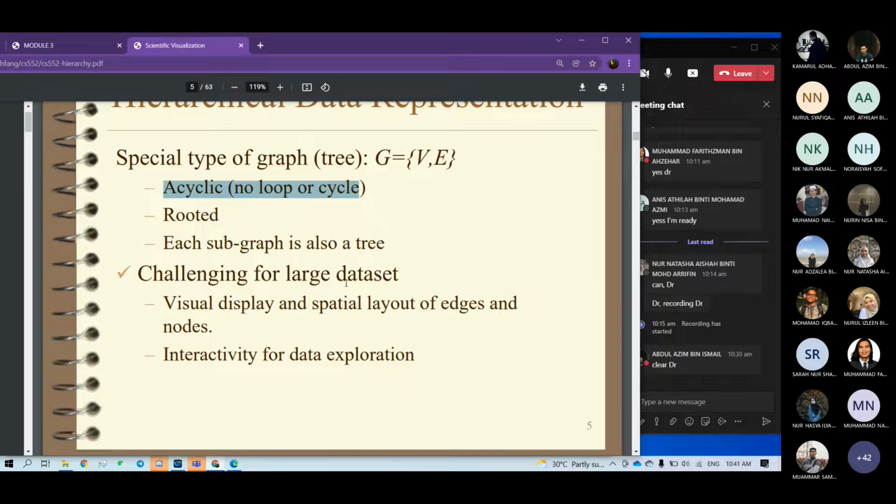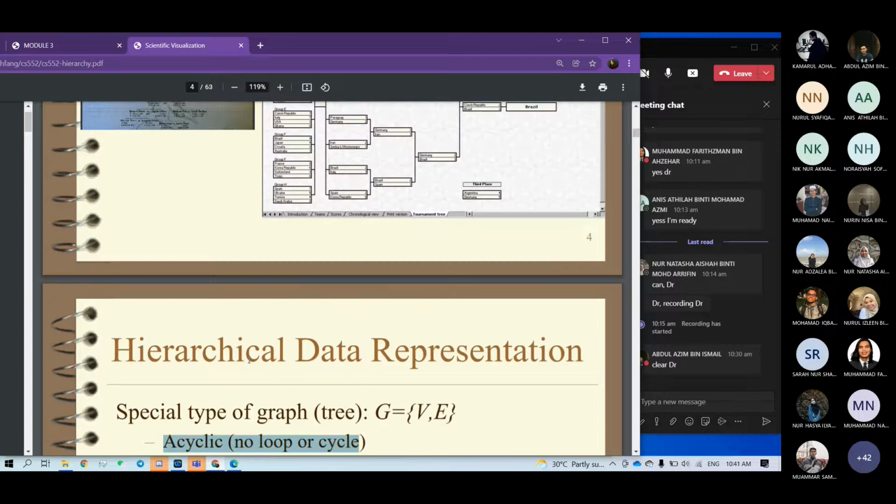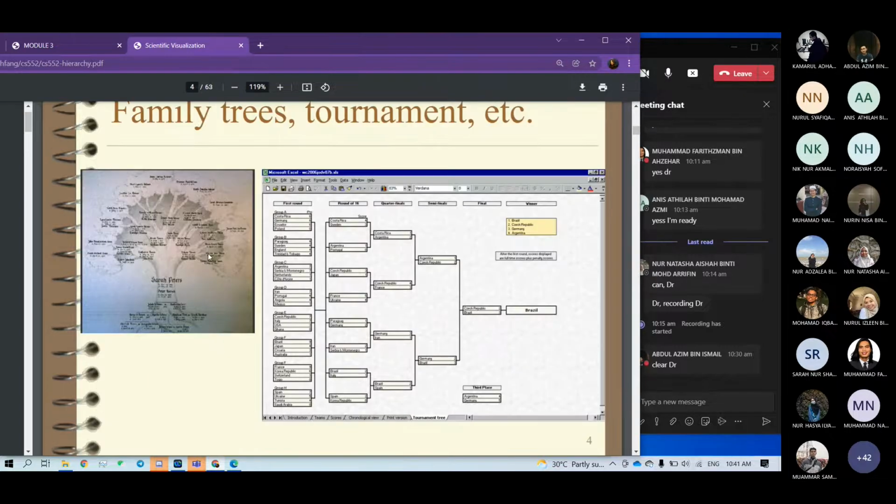Okay, challenging for large data sets. Yes, when it gets larger, of course, they all overlap, cross on top of each other. Interactivity for data exploration means that you must be able to zoom, to filter. If I just want to see one branch here, I'll be able to click and zoom on this tree. If I click this one, for example, I will only be on this subtree and the rest all disappear so that I can focus on this tree, because this part is also a tree by itself.